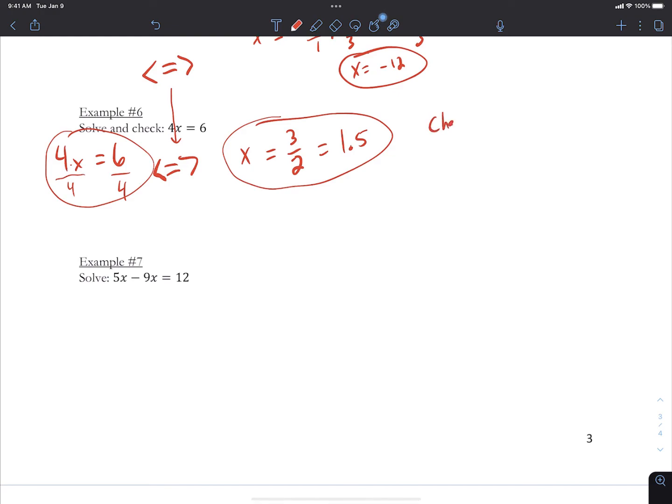So in order to check this, I just need to plug in 3/2 for x. So 4 times 3/2, or 4 times 1.5 if you prefer that. We want to know, does that equal 6? So 4 times 3/2, if I make this 4 over 1, would give me 12 over 2. Does that equal 6? 12 divided by 2 is in fact 6. So I get 6 equals 6, which is a true statement. So it works out.